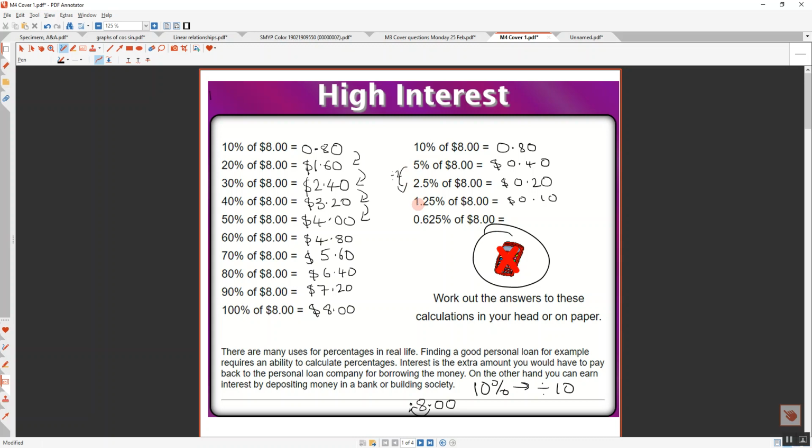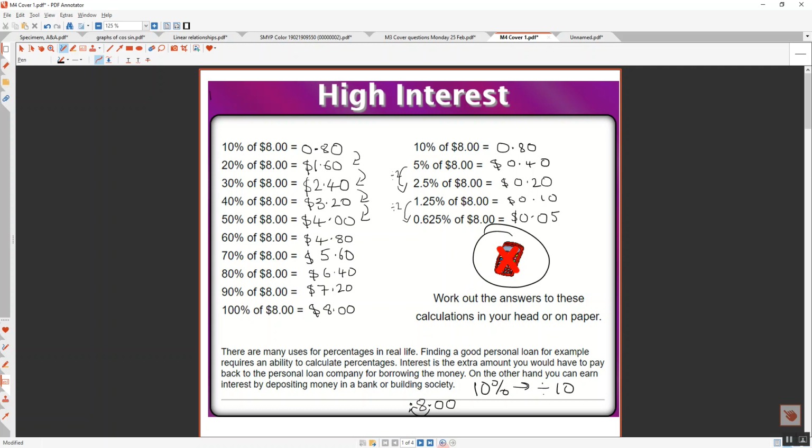And then 0.625, well, actually, sorry, apologies, 0.625 is half of 1.25, so we're dividing by 2 again, so that gives us half of 10 cents, which is 5 cents. Okay, so hopefully you got all that okay. Okay, so give yourselves a tick or make any corrections that you need.